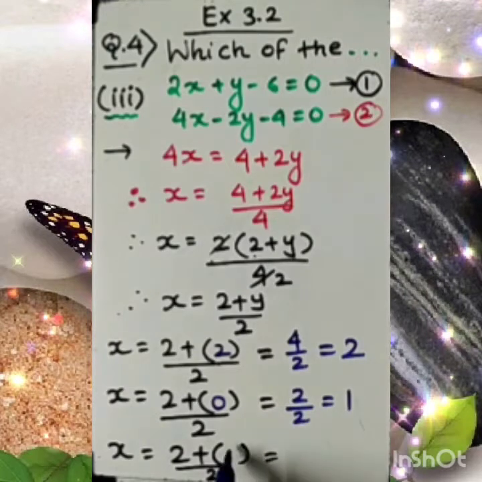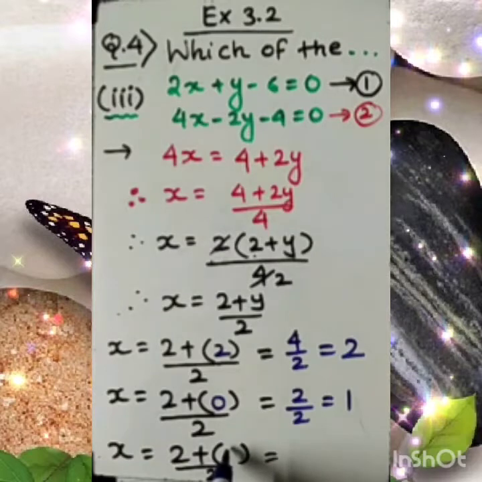Same thing here. Instead of choosing 1 here, we can choose 1 also. No issue for that because we are free to choose any number. But if we choose 1, then 1 plus 2, 3 by 2. So we need to locate 1.5. That is also quite easy to locate.